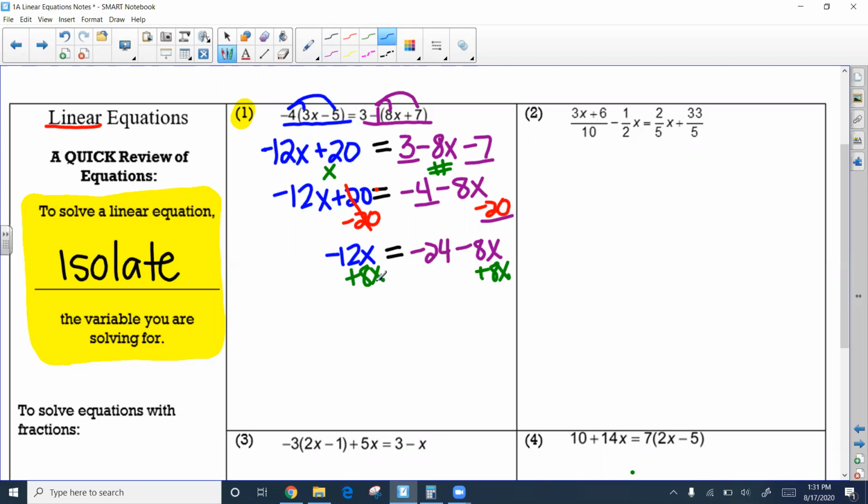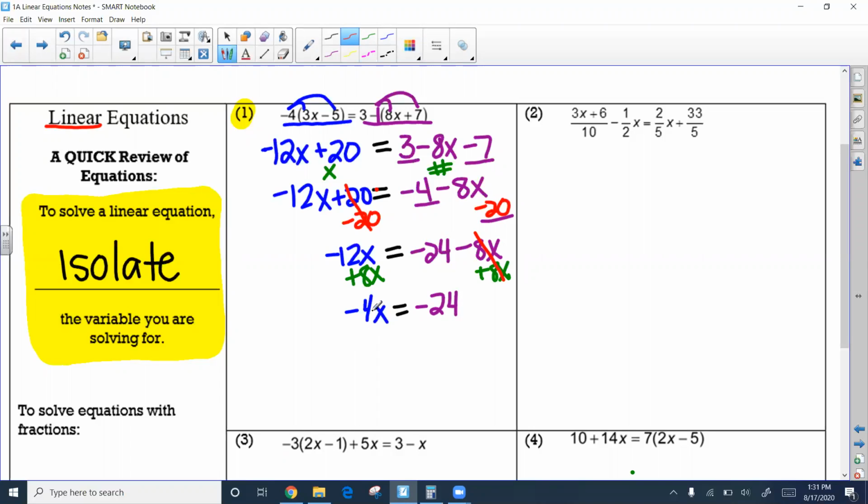So now on the left, -12x plus 8x gives me -4x equals, on the right side, the -8x and the +8x add up to 0, and we're just left with -24. And then lastly, I still don't have the x by itself. So I do now have all the variables on the left and all the numbers on the right. Now I want to get the x by itself.